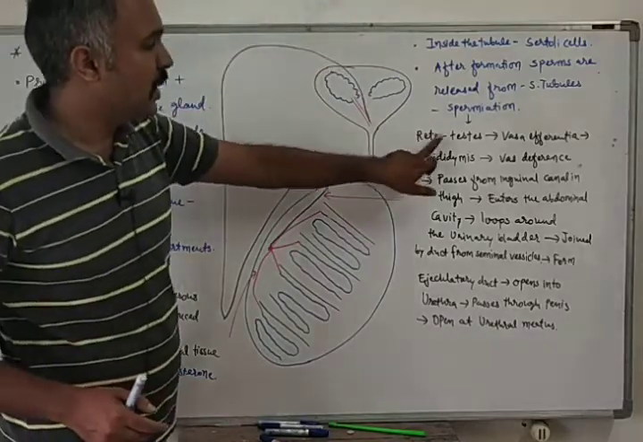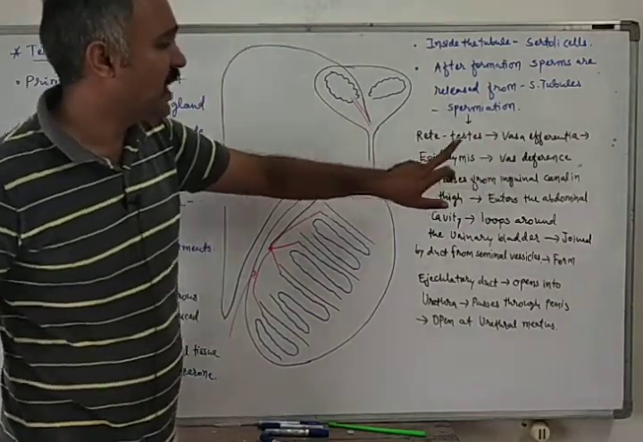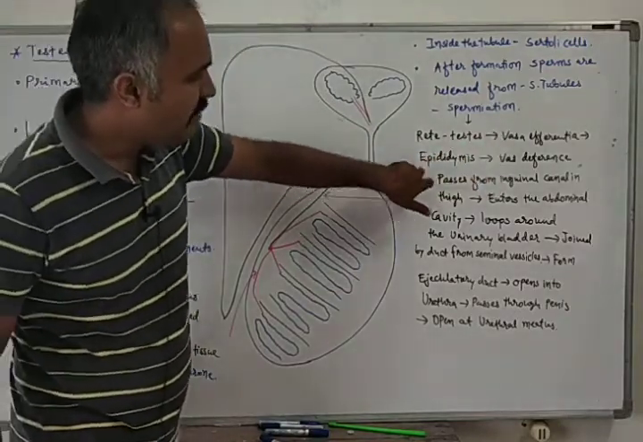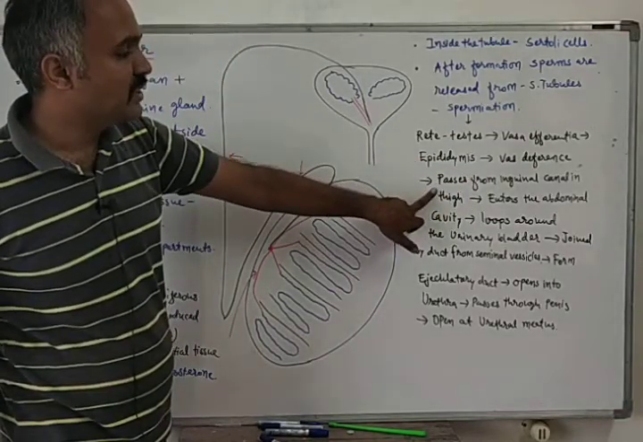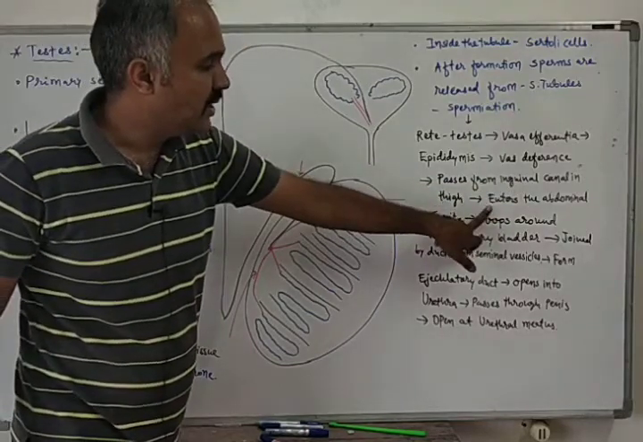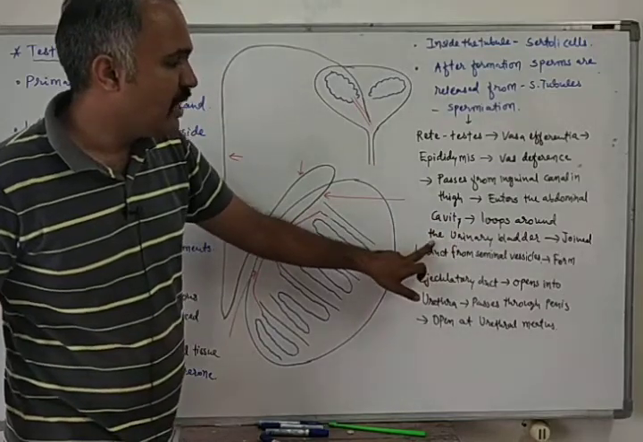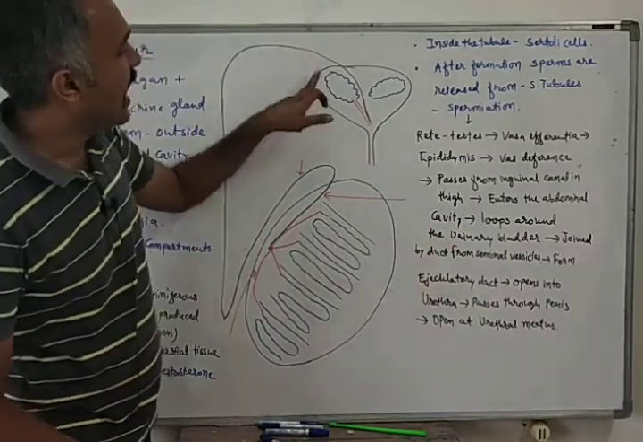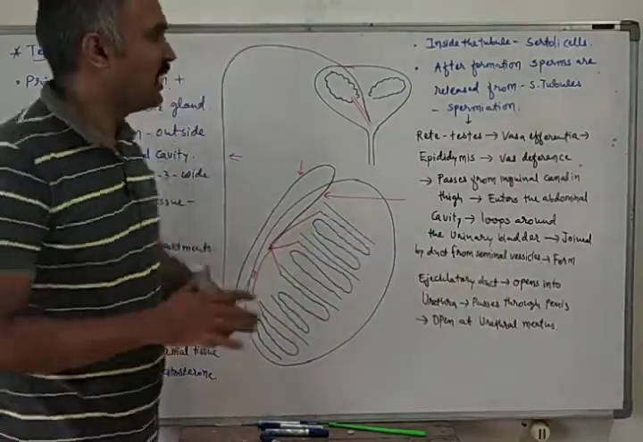So sperms enter into the rete testis, then they enter into the vasa efferentia, then they go into the epididymis, then they go into the vas deferens. Then this vas deferens passes through the inguinal canal in the thigh, enters the abdominal cavity, and then it loops around the urinary bladder. And here the vas deferens is joined by a duct from the seminal vesicle.